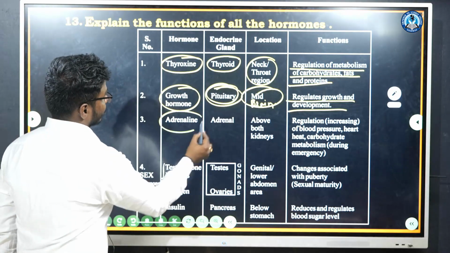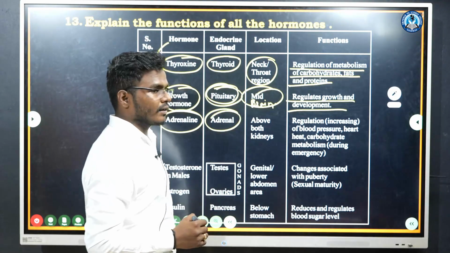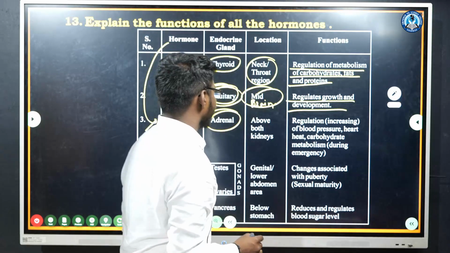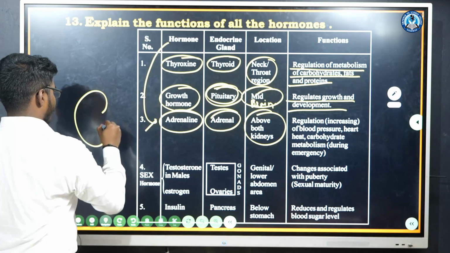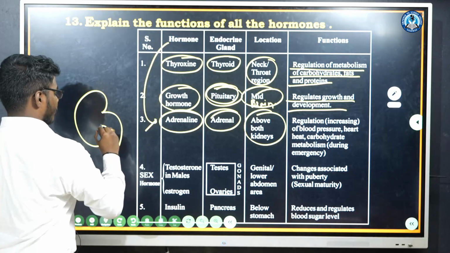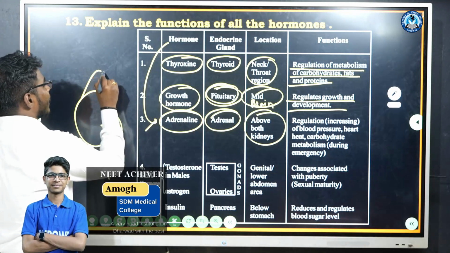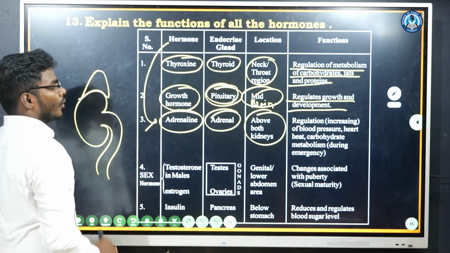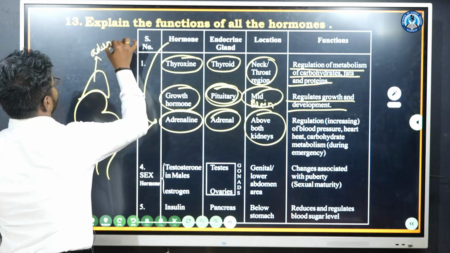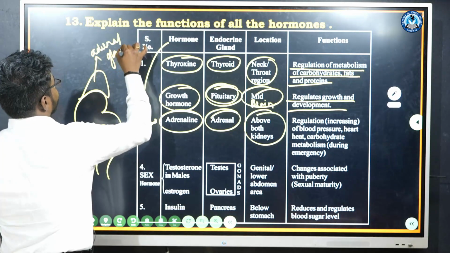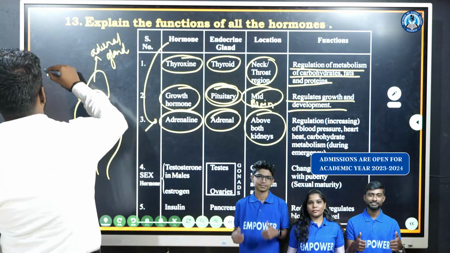So next one is adrenaline. So the hormone name is adrenaline. Adrenaline is also known as an emergency gland. It is situated above the kidney. So whenever we draw a diagram of a kidney, this is a diagram of a kidney. Above this kidney there is a conical shaped yellow color gland, which we are going to call the adrenal gland. This adrenal gland secretes emergency hormone.